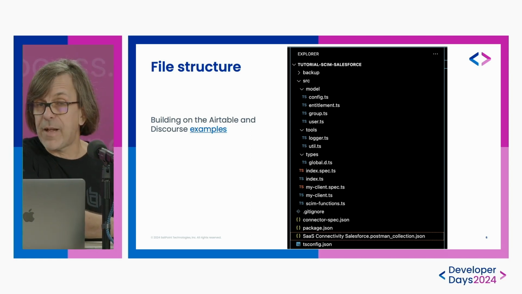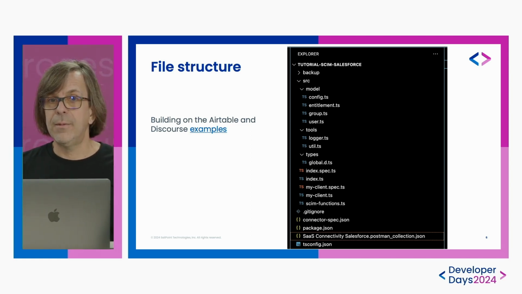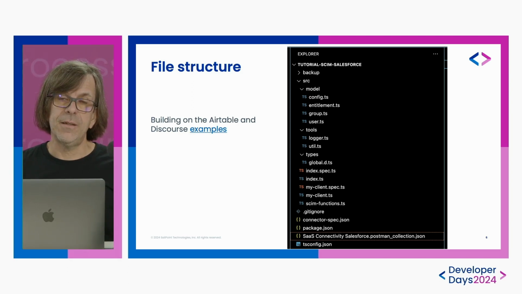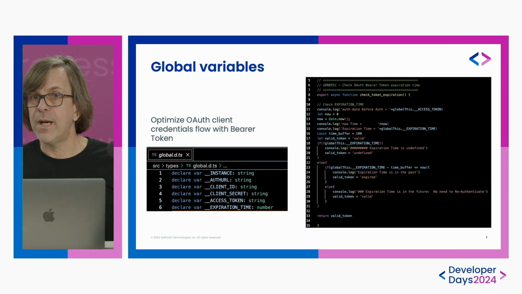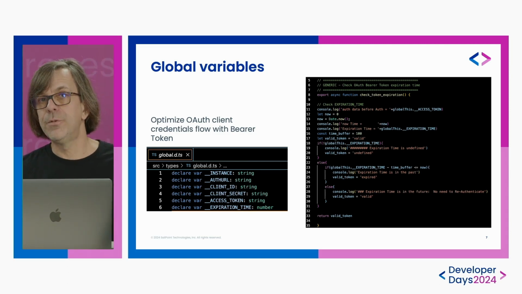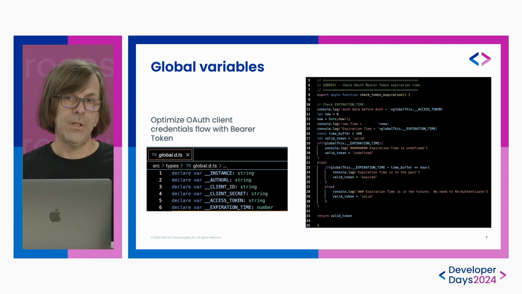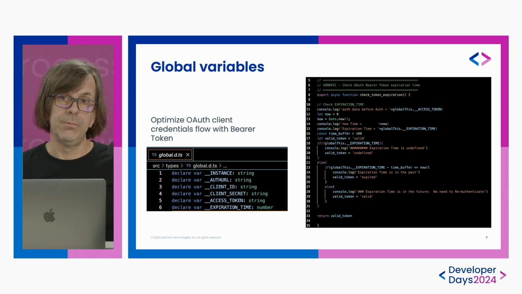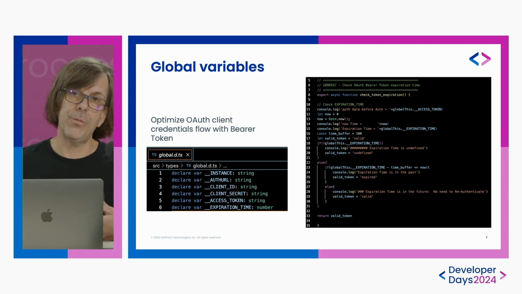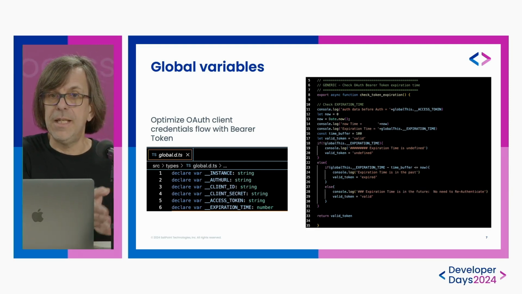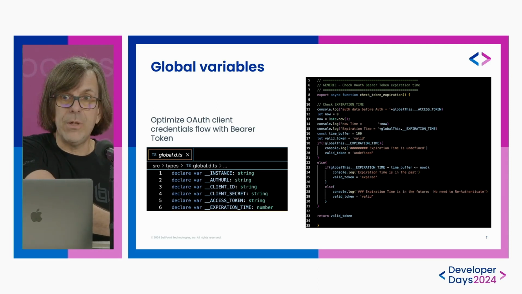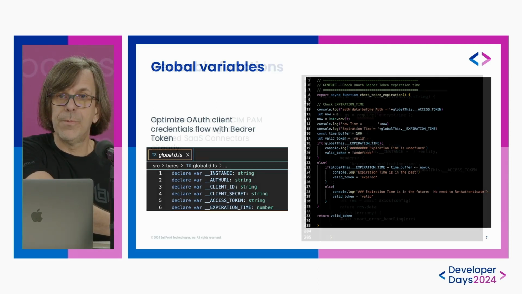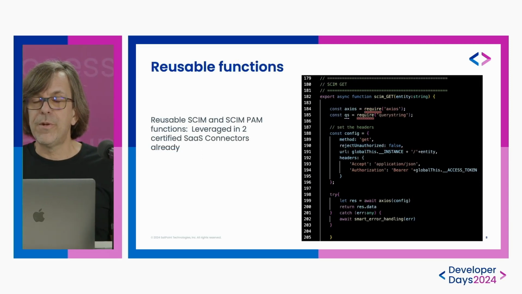So we're gonna look at the file structure again. It's inspired by the examples that are on the SaaS connectivity website, mostly Discourse. We're going to also look at global variables, how to declare them, how to use them, to store the bearer token and expiration time, how to validate every time you get a call from SailPoint whether you need to get a new bearer token because it's expired, or whether you can just reuse the one that you already have in the global variable. We're going to look at some of the reusable function examples.